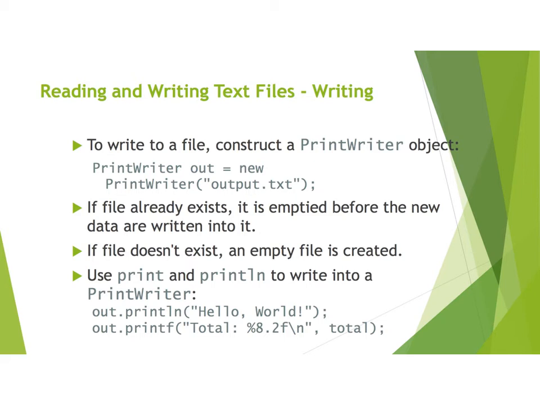into a file that PrintWriter refers to. For example, out.println("hello world"). It simply writes hello world into the file, and then after that it adds a new line character. Why does it add a new line character? Because we called the println method of the PrintWriter class.